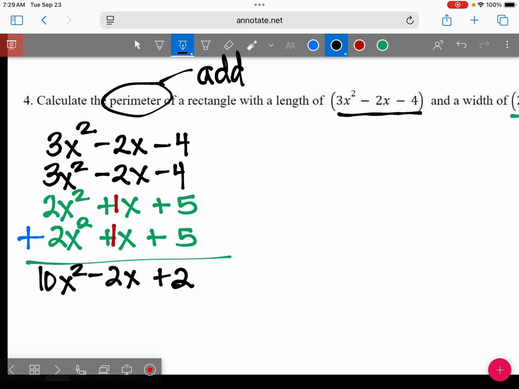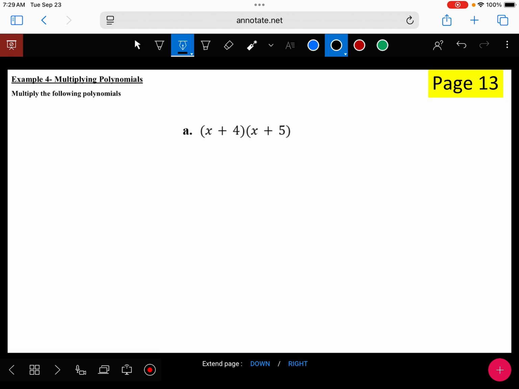All right. So let's go to page 13. Let's review multiplication. Multiplication. We're going to make boxes. Go ahead and make your box. It's a 2 by 2. Fill in all 4 squares. Multiply x plus 4 times x plus 5.